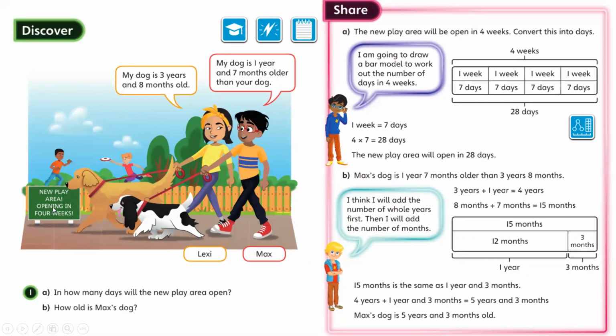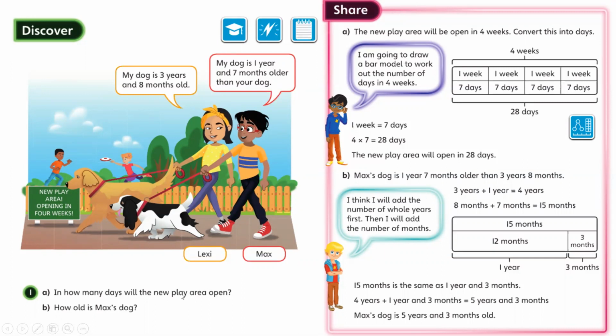2 children taking their dogs for a walk, and we know here new play area is opening in 4 weeks, and the question here is, in how many days will the new play area open? And here we've got a really nice nifty bar model which shows us that the 4 weeks, another way of doing 4 weeks, is 4 lots of 1 week, and we know there are 7 days in each week, so that we can go 4 times 7, which tells us that it is 28 days, so that we know the new play area will open in 28 days.